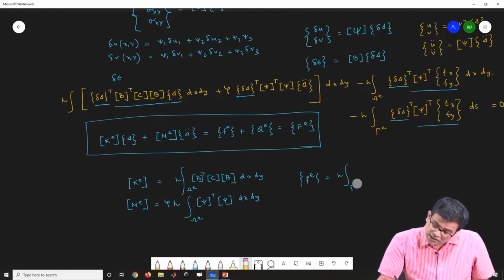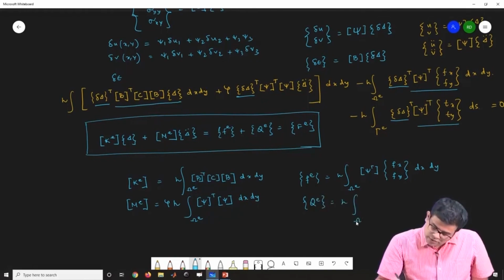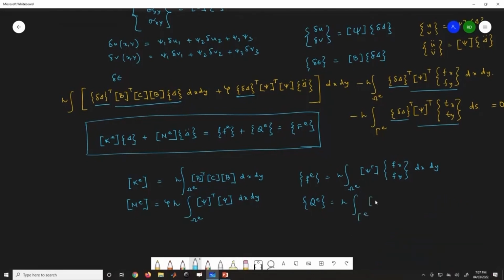Since this is body force, this is a volume integral. So this is my psi transpose Fx Fy, dx dy. And then what is my QE? QE is my H integral. This is my line integral, right? So this is my psi transpose into your Tx Ty. So this is the complete process of the stiffness equation.